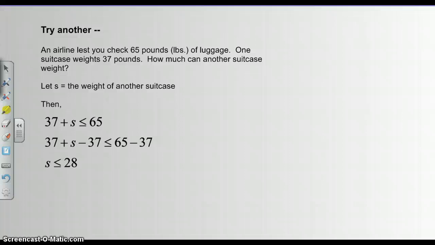Then, when we set up our problem, the 37 pounds that you know, plus the S, the weight you don't know, has to be less than or equal to 65. Because 65 pounds is allowed, so you can be equal to that. We'd like to be less than that if we can. So it's less than or equal to 65. To solve this, I subtracted 37 from both sides. So I get S is less than or equal to 28.